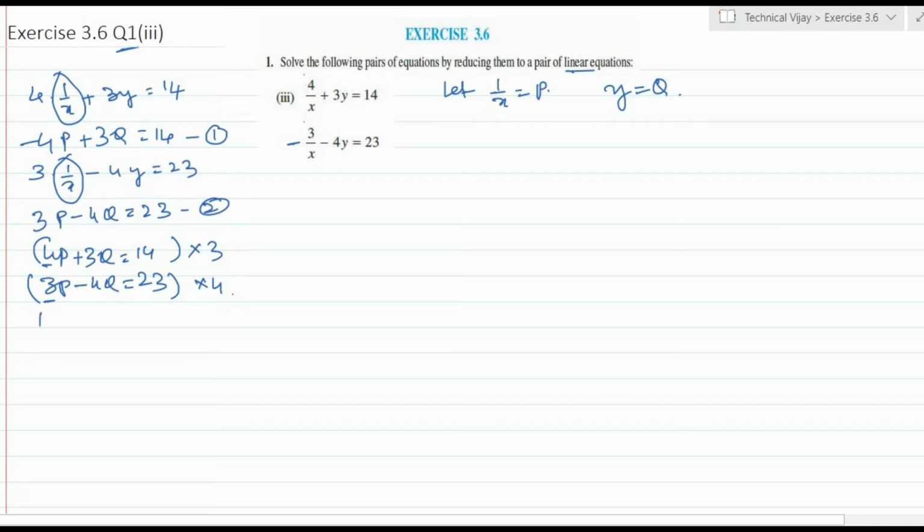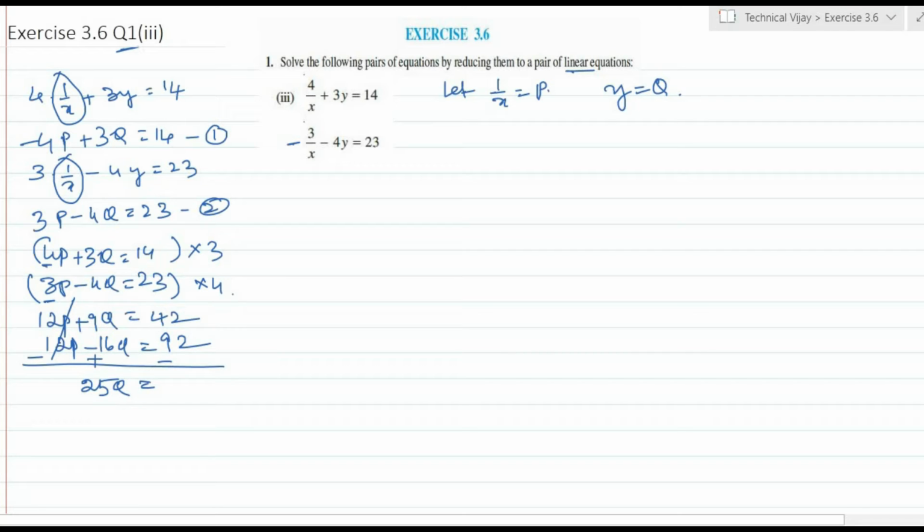So 3 4s are 12p plus 9q is equal to 42. Okay. And this is 12p minus 16q is equal to 92. Here we will subtract this one, minus plus minus. The 12p is cancelled. So 9q plus 16q is equal to what? 25q.